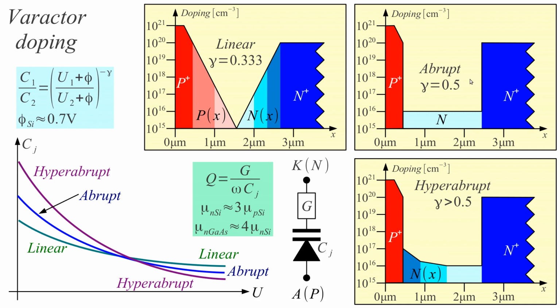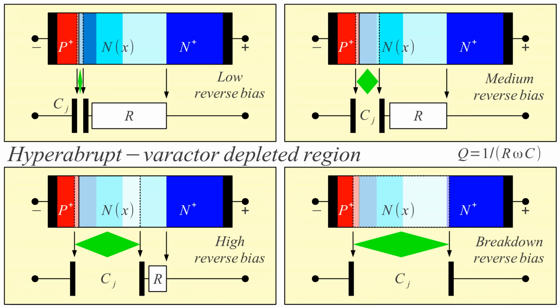Well, abrupt we can get, we need not even buy a varactor diode, we could use a Zener diode here. It's equally good. One final comment about the diodes.